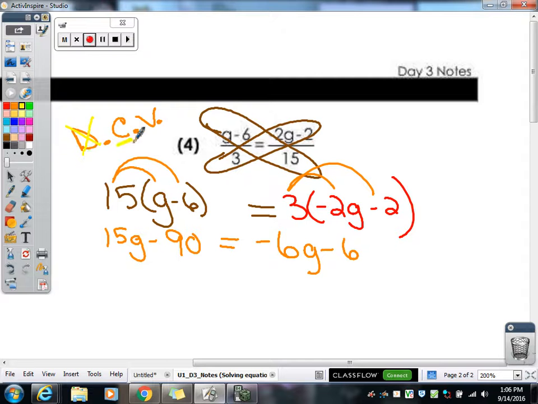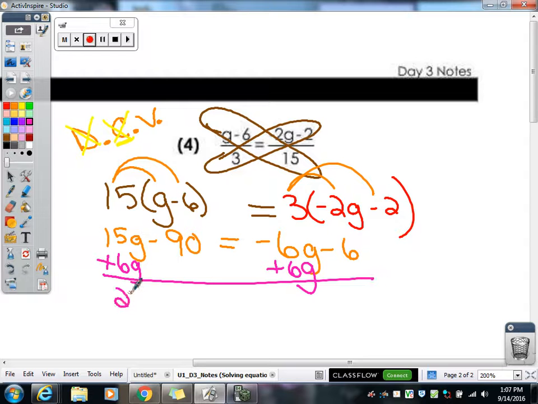Now I'm looking for combining like terms. Is there anything to combine on either side? You only have 1g on each side, so there's nothing to combine, and one constant term on each side. So now, since there's no combining of like terms, we're going to work at getting our variable on one side. The smaller variable or the smaller letter is negative 6g. The opposite of negative 6 is add 6 to both sides, add 6g.